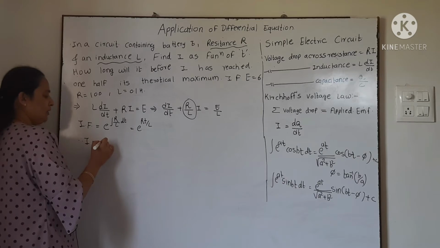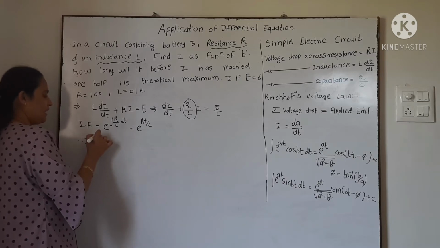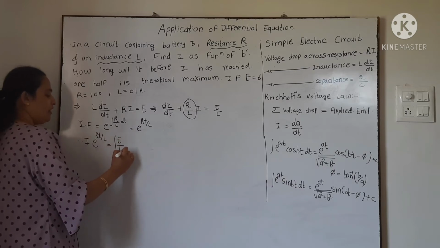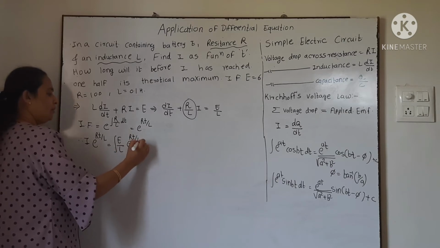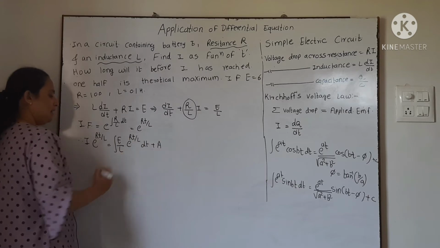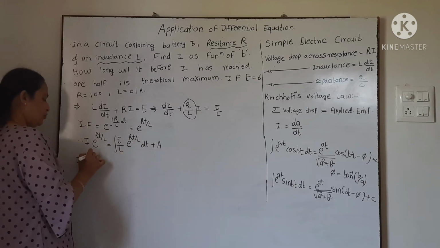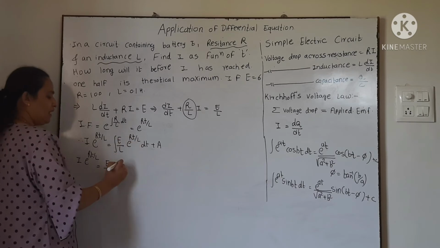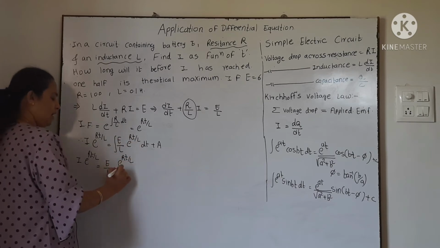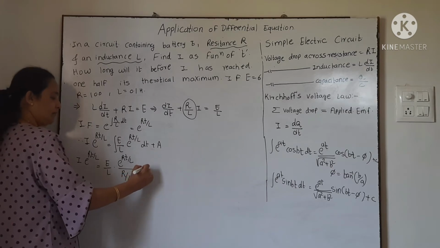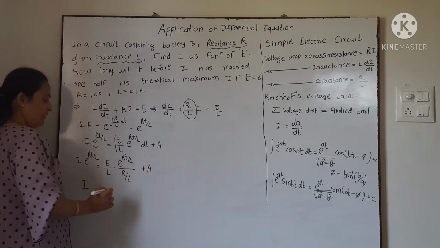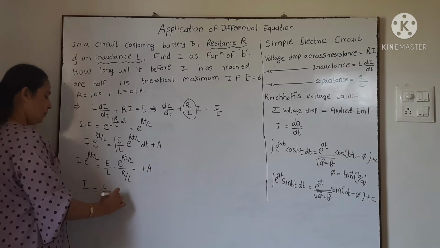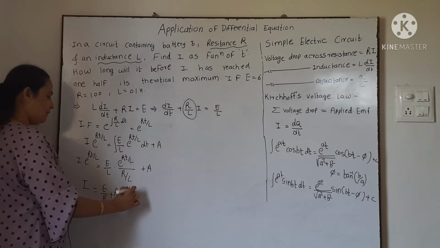This is linear in I. So, I into the integrating factor, that is I into e raised to RT by L, equals the integral on the right hand side of E upon L, e raised to RT upon L dt, plus the constant of integration A. You will get I e raised to RT by L equal to E by L as it is into the integral of e raised to RT by L, which is e raised to RT by L upon R by L, plus the constant of integration A. If I divide throughout by e raised to RT by L, you will get I is equal to E upon R plus A e raised to minus RT by L.